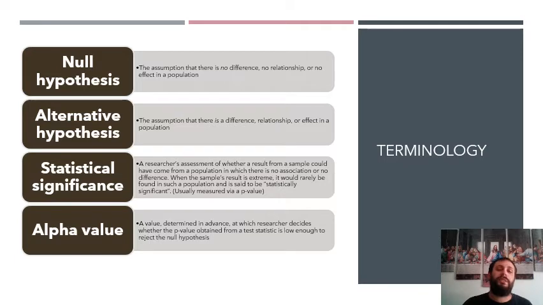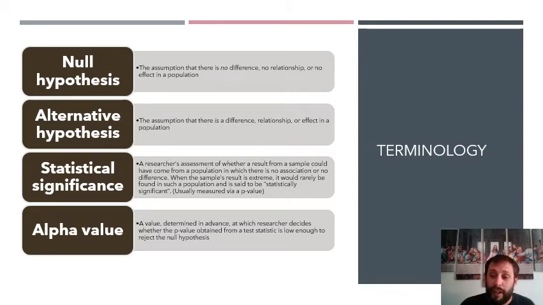Lastly, I want to talk about the term alpha value. An alpha value, which I'll go into in more detail a little bit later, is a value that we determine in advance, at which the researcher decides whether the p-value obtained from a test statistic is low enough to reject the null hypothesis. Remember what a p-value is, that's p less than 0.05. So when we're rejecting the null hypothesis, we're retaining the alternative hypothesis and saying, okay, we accept that there is some sort of difference that we wouldn't have seen if this was part of our population overall.